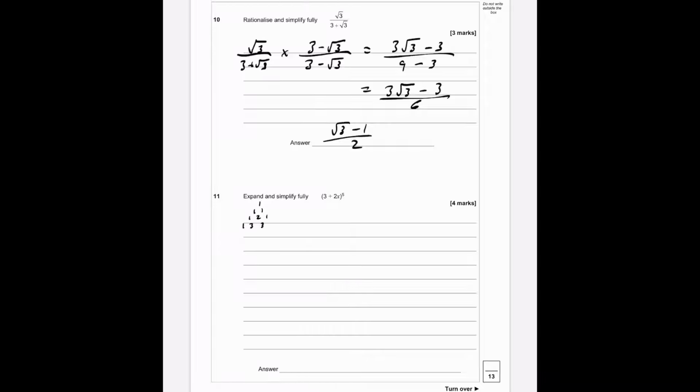Question 11, binomial expansion. I'll have a little Pascal's triangle there. You may have learnt Pascal's triangle down that far already. 1, 5, 10, 10, 5, 1 is quite a common line.